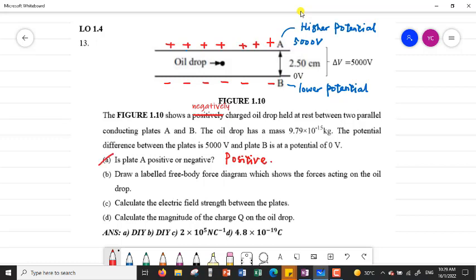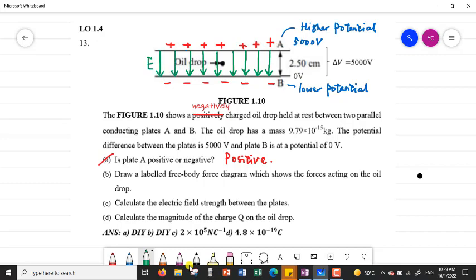Question B, we want to draw a free body diagram which shows the forces acting on the oil drop. So we want to sketch a free body diagram showing all the forces acting on the oil drop. I represent the oil drop with a dot. So what forces are acting on the oil drop? Due to the potential difference between plate A and plate B, we are going to have a uniform electric field created in the space between plate A and plate B.